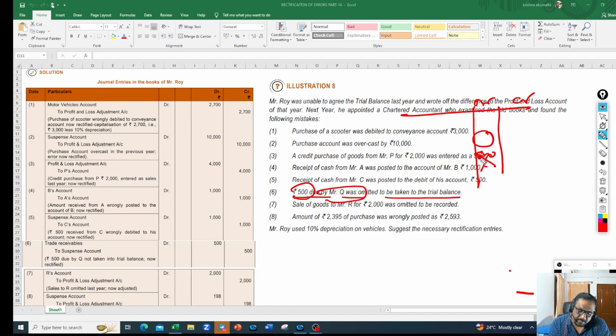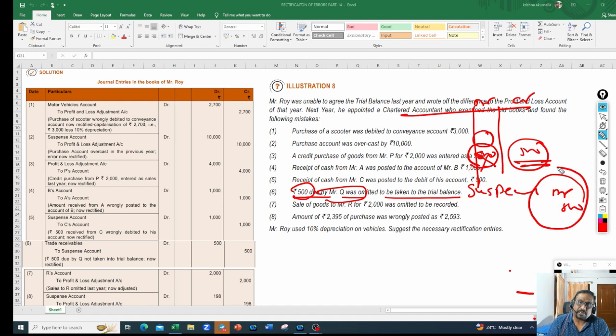Since it is not debited, my 500 rupees balance would be showing credit higher and shortage in debit. Shortage in debit would have been posted to where? Suspense account. So my suspense account was having debit of 500. If I want to rectify the suspense account, I need to credit the suspense account.